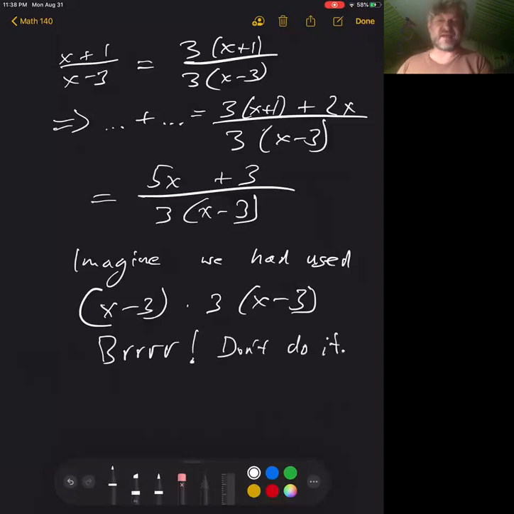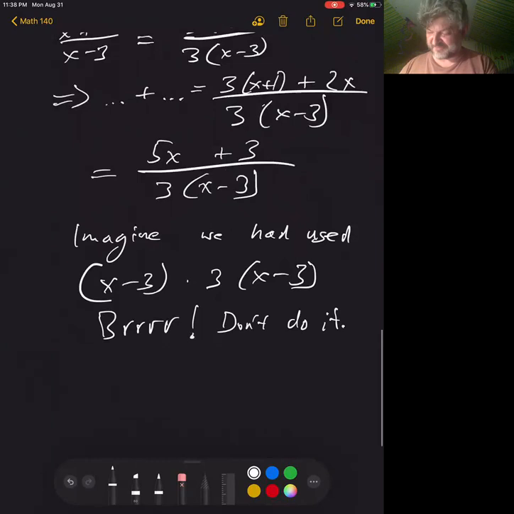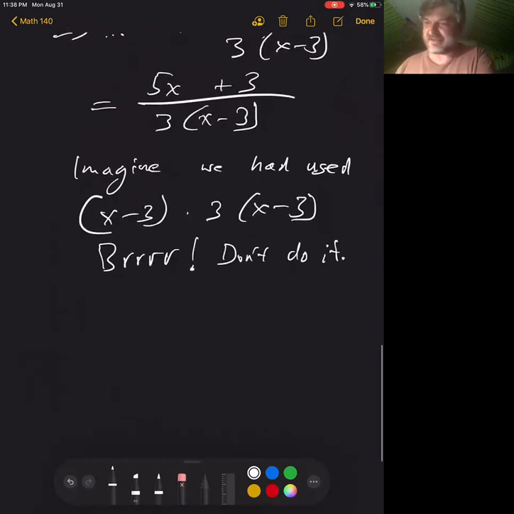It's exactly the same as adding two fractions of integers and not using the lowest common denominator, but some other higher denominator. Don't do it. Okay, that is this topic.